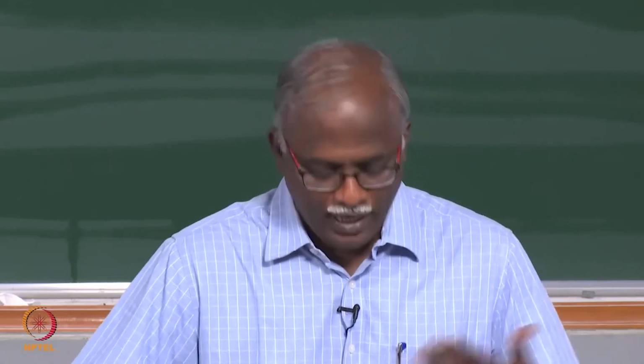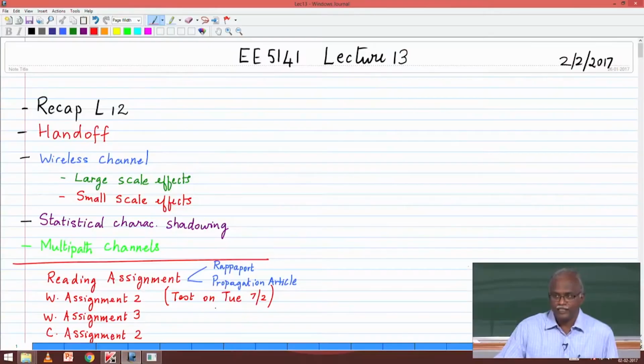Understanding the wireless channel. We will classify them as two types of effects. One is what we refer to as large scale and small scale. Again, we will describe and define those effects and then build our discussion around that. Shadowing is an example of a large scale effect.